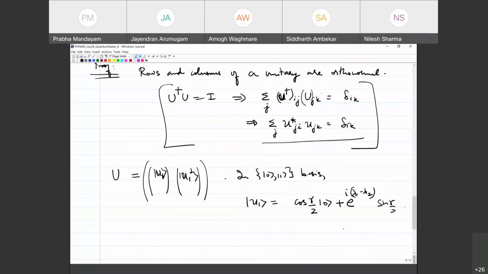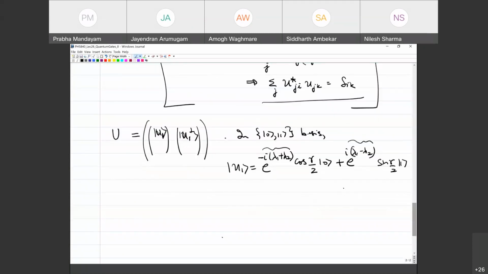And let me explicitly put a phase here as well as e^{-i(lambda1 + lambda2)}. So I'm just putting two phases here, right? So I could have called this some phi 1 and phi 2, but I'm just breaking it up as some lambda 1 plus lambda 2 and lambda 1 minus lambda 2. Okay, it's just more convenient to write it this way. And then U1 perpendicular pretty much follows, because I have to write down a vector that is perpendicular to this, right?